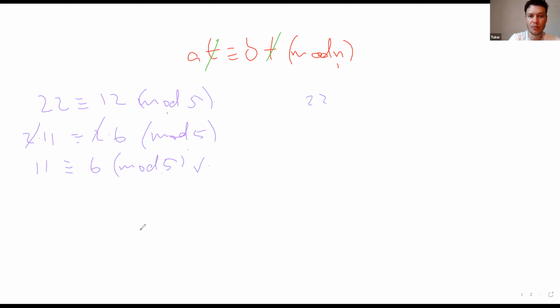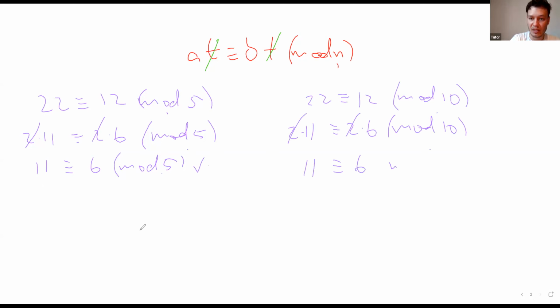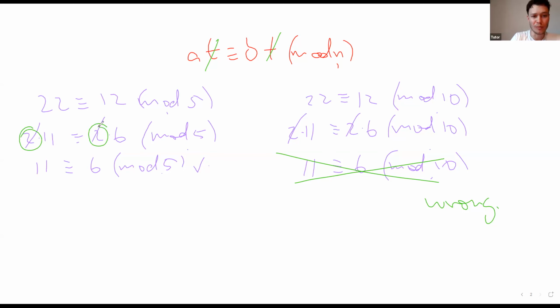For example, 22 is congruent with 12 mod 10. Now if I write 2 times 11 is congruent with 2 times 6 mod 10, look at this. If I cancel 2 on both sides, I get that 11 is congruent with 6 mod 10, and this is clearly wrong. So what do we notice here? Sometimes the simplification works, sometimes it doesn't. Why does it work here and not there? The reason is the simplification itself. Here, simplifying by 2 is fine, but in the mod 10 case, we can't really simplify by 2.